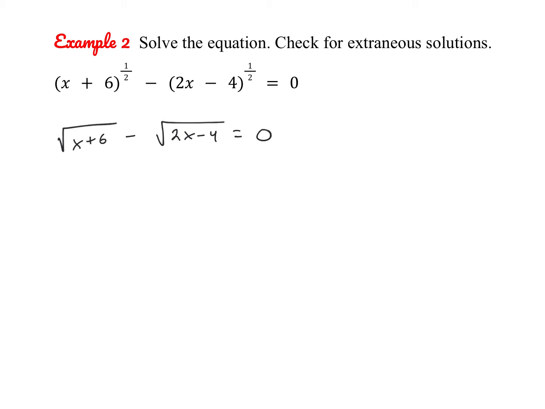So here, since we have two separate radical expressions, we can't isolate them, but when you do just have two, and there's no other terms in our equation, we can actually just set one equal to the other. So I'm going to add this to the other side, like this. And then we can square both sides, and that will clear our radicals.